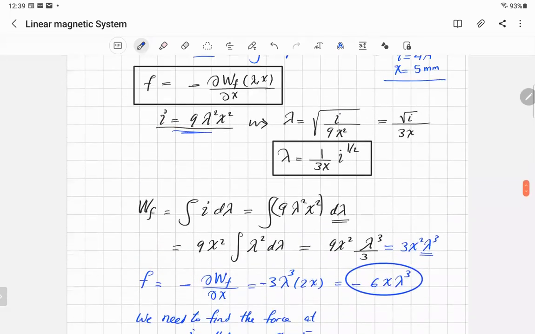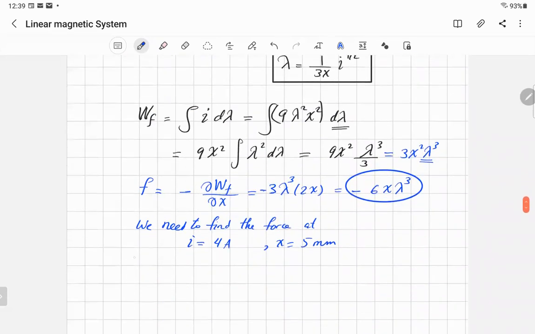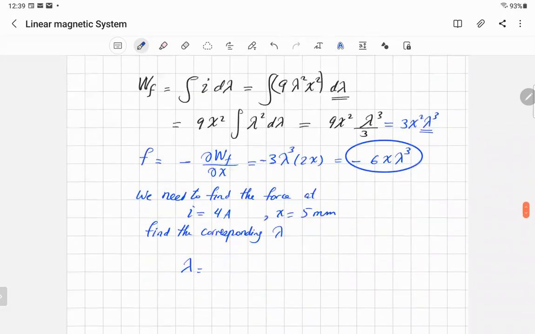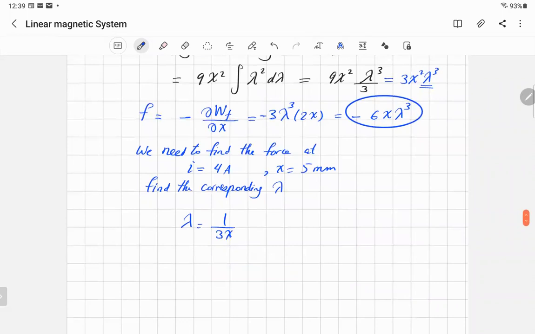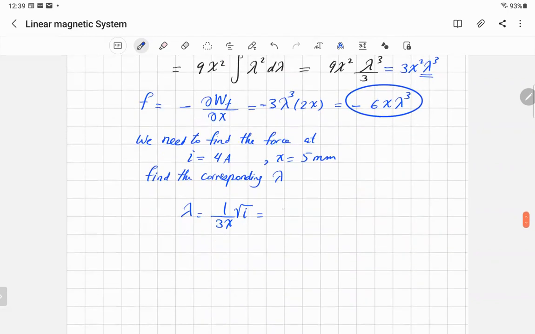According to the relationship, lambda is equal to 1 over 3x times the square root of I. So you have 1 over 3x square root of I. Okay, we've done that. Now I want to plug this lambda in to get the force.